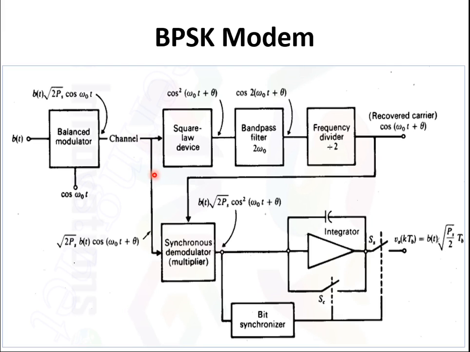From here, what exactly is coming? It is the modulated signal. You can observe here square root of 2 Ps into b(t) cos of omega naught t plus theta. This is coming here, and here what is exactly coming? Cos omega naught t only. After completing the comparison operation between the incoming modulated signal and the recovered carrier signal, if I do the product modulation, what exactly am I getting? b(t) square root of 2 Ps into cos square of omega naught t plus theta.